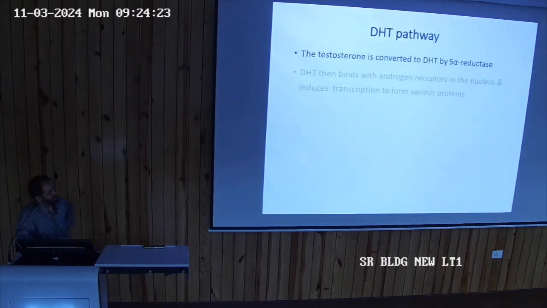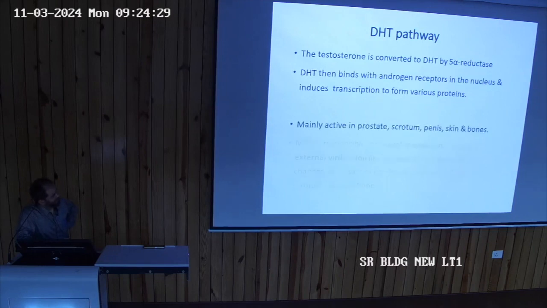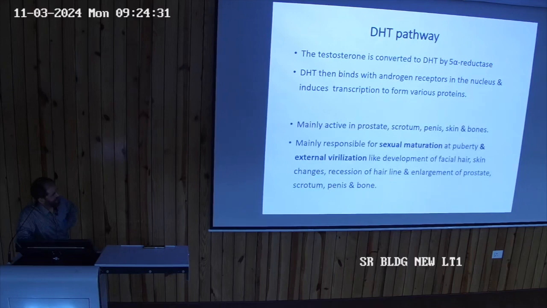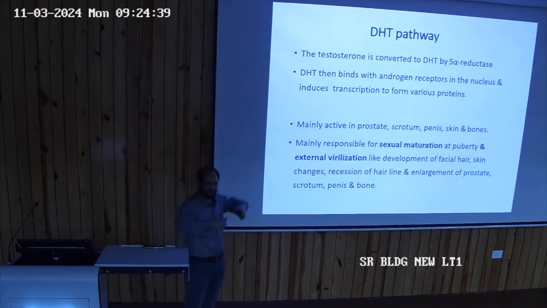Then there is DHT pathway. So 5-alpha reductase के बाद बनता है DHT. So mainly it is active in prostate, scrotum, penis, skins and bones. Mainly it is responsible for sexual maturation at puberty and external virilization. Okay, simply अगर याद रखना है आपको तो external features के लिए ज्यादा क्या है, DHT है, external virilization, और internal genitalia के लिए testosterone है.